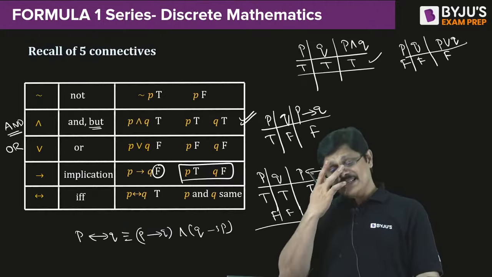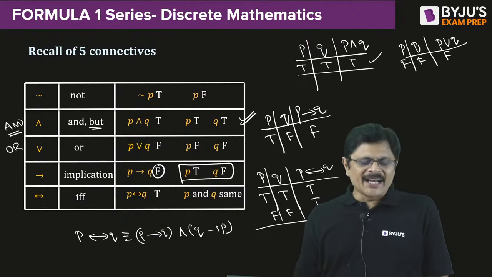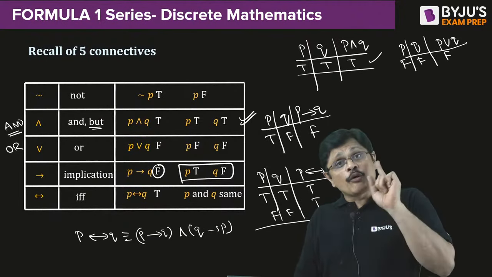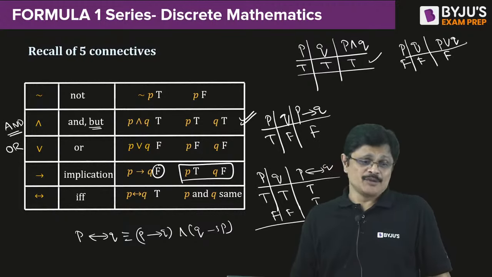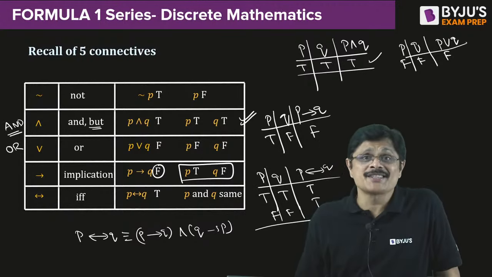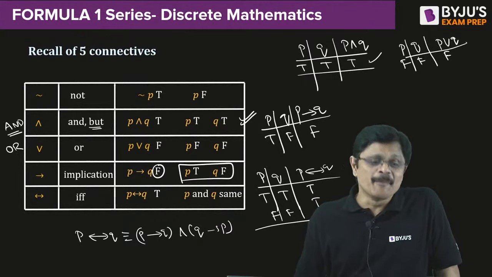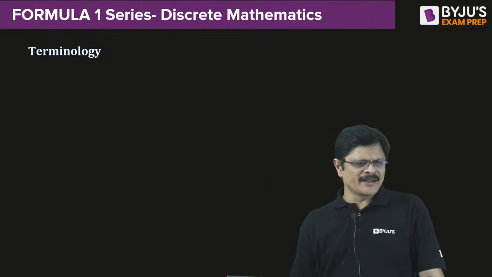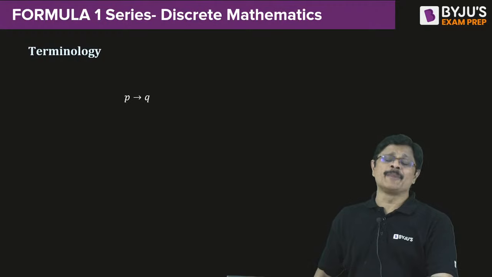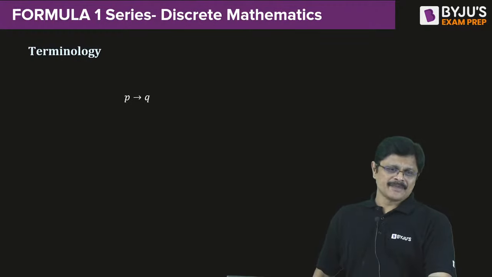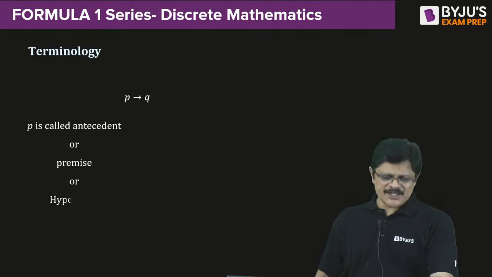And out of these 5 connectives, one connective which you should master if you want to crack the GATE examination, or if you want to understand logic at least, is implication. So I'll just give you some interesting facts about implication. An implication, we read it as P implies Q.